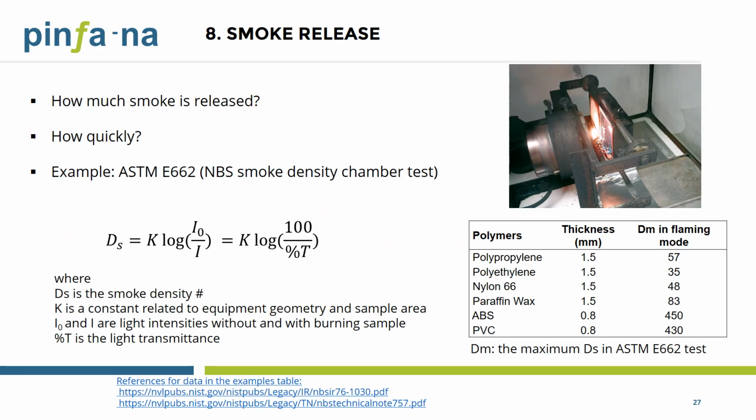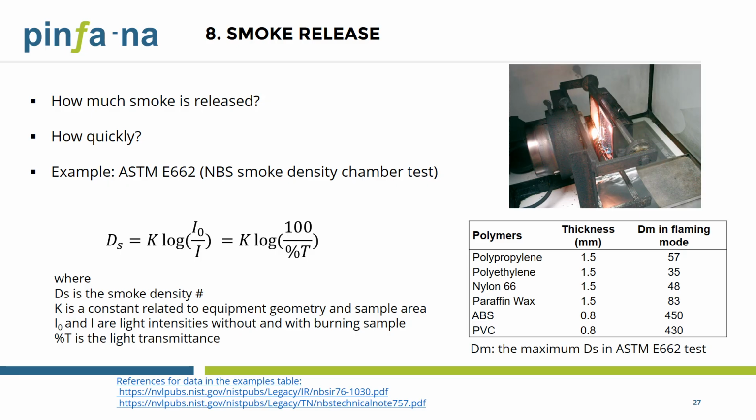Smoke release. As just mentioned from case study 2, smoke release and related toxic gas evolution are two important material behaviors in a fire, especially for a fire that happens in a confined space. The questions we have for smoke release are how much smoke is released and how quickly. Most of the smoke release test methods measure the amount of smoke based on the light obscuration effect. This is a very practical approach as it quantifies the reduced visibility due to the fire smoke.